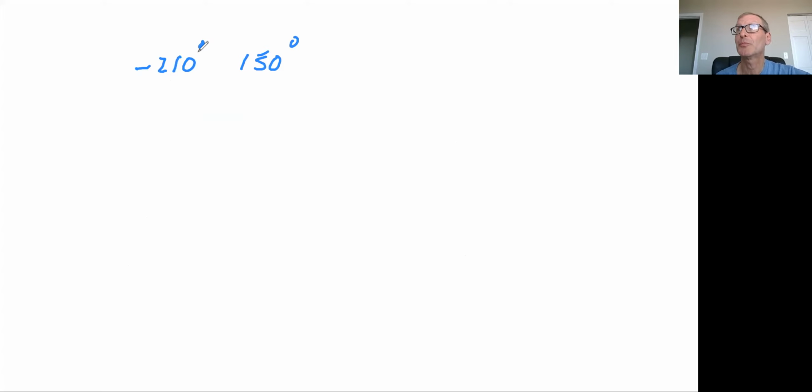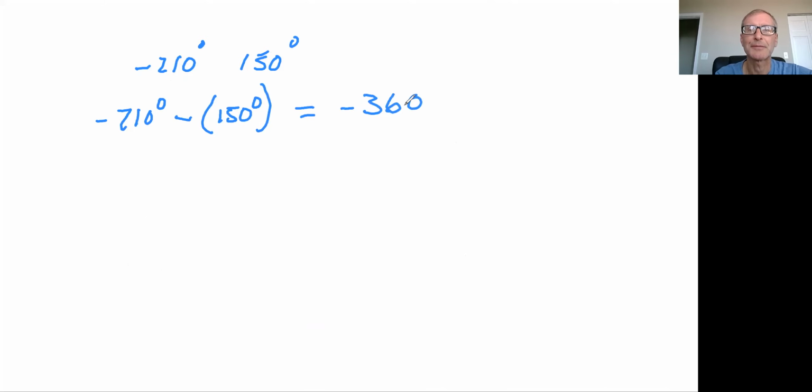What we mean when we say the difference is that you take one number and subtract it from the other. The good news is it doesn't matter which way you do it. Let me do it both ways to show you. If you take the minus 210 and you subtract 150, what do we get? Here we get minus 360 degrees. You can see that is a multiple. It's going in the negative direction, but it's still a multiple.